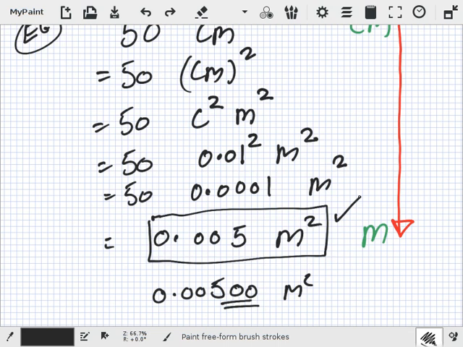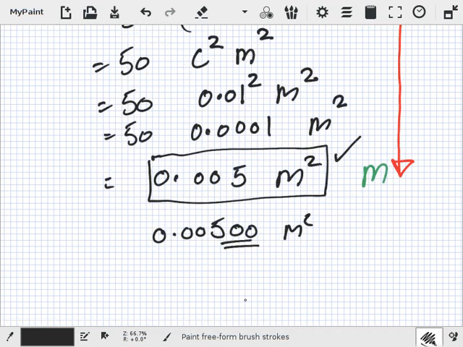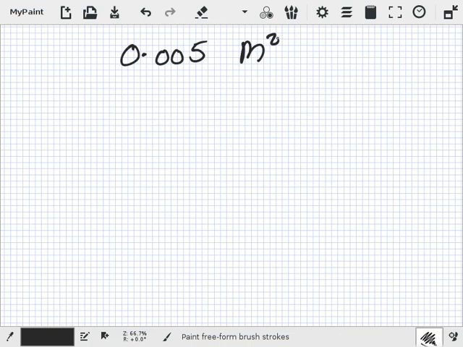So the next thing now is to convert back. Let's say you start at 0.005 meters squared and you want to go back to centimeter squared. And now that's actually harder. Does anyone have any ideas on what we could do first? What should I do first to get it on its way to becoming centimeter squared? Any ideas?